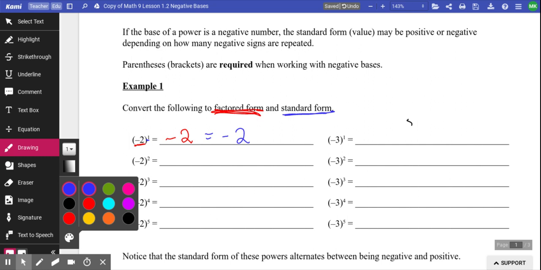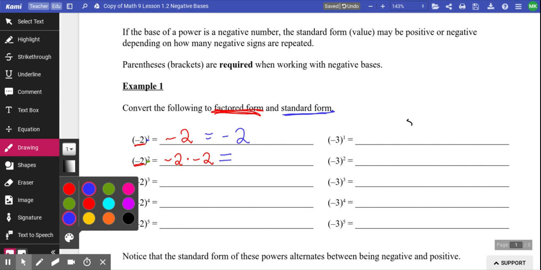Awesome. The second question is a little bit more useful to us. So if we want to change this into factored form, you take the base and you write it out multiplied however many times the exponent is. So for us, it would be -2 times -2. That's factored form. Calculating standard form depends a little bit on your calculator on how you're going to be able to do this.